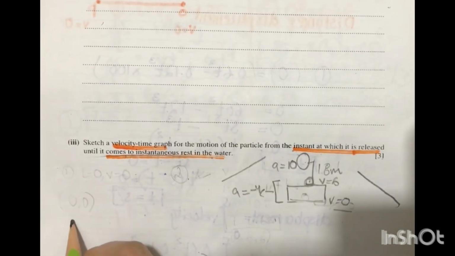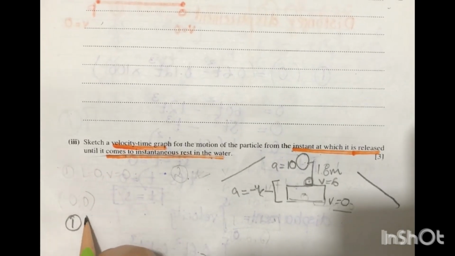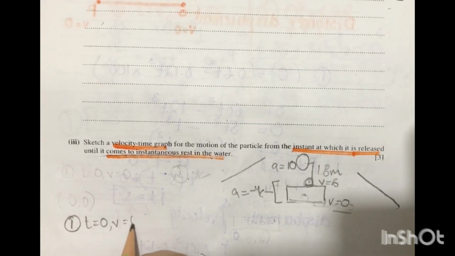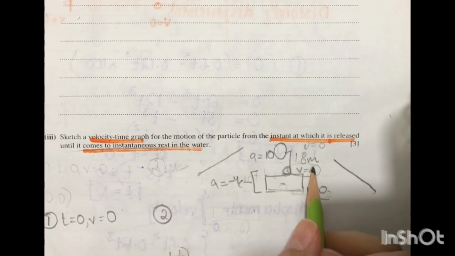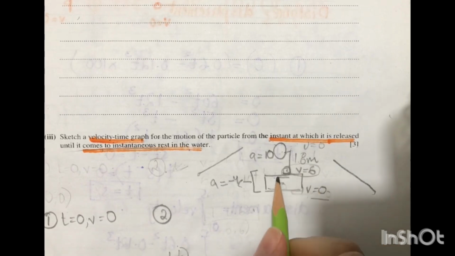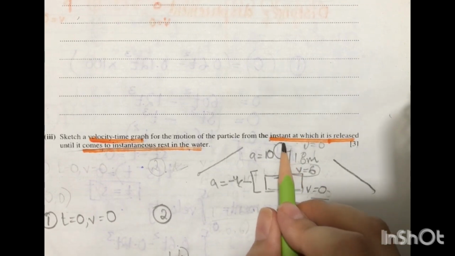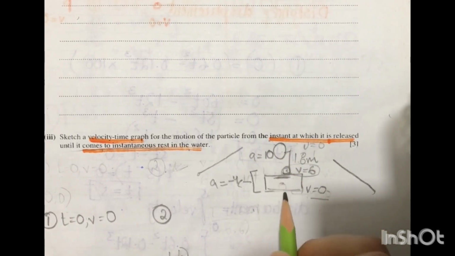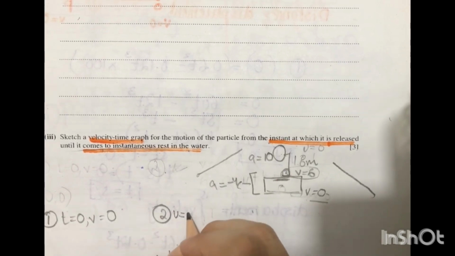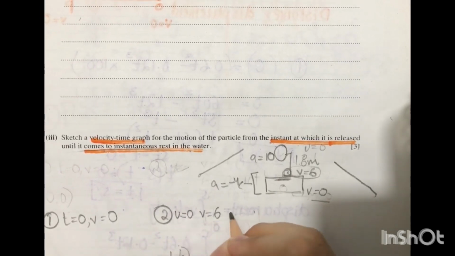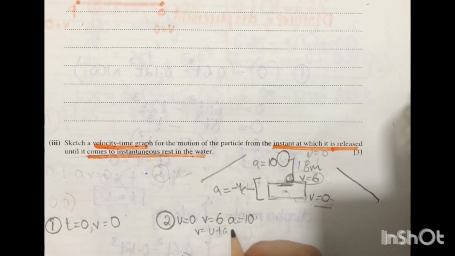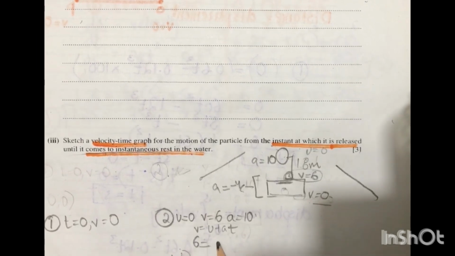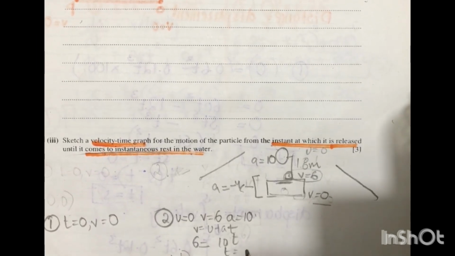So since it was released from rest, we know that when time is 0, velocity is also 0. In part 1 of this question, we found out that the final velocity of the particle is 6 when it reaches the surface of the water. So we need to find out the total time it took from this point until the particle reaches the surface of the water. So we have the initial velocity, which is 0, the final velocity, which is 6, and the acceleration, which is 10 due to gravity. So we can use this formula, v equals u plus at, and you plug in the information. So it takes 0.6 seconds.